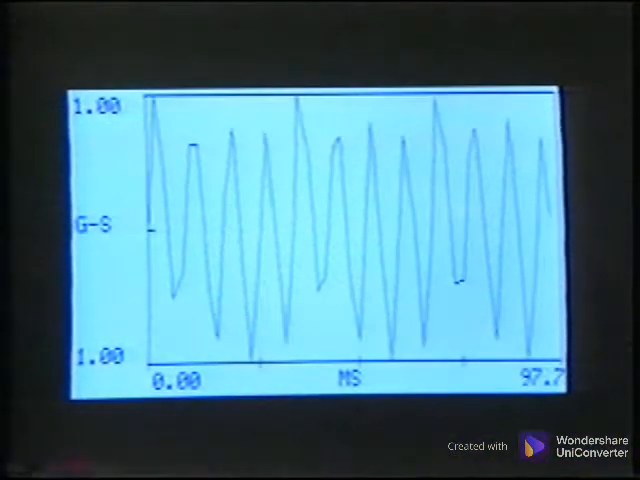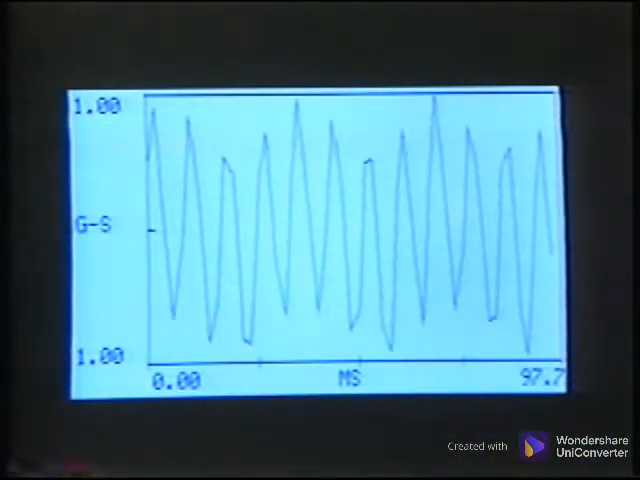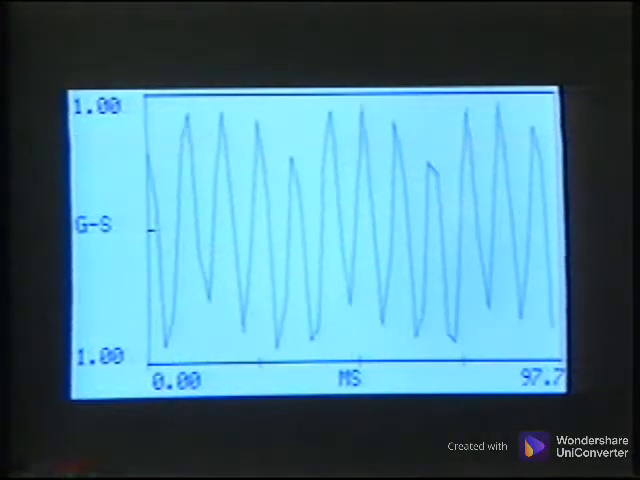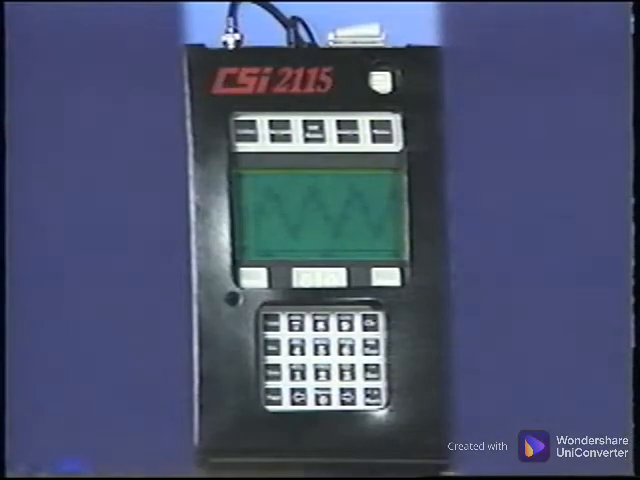Some machines generate a dominant frequency such as this, but most machines generate multiple frequencies. The effect of multiple frequencies can be seen using the single-channel analyzer, a CSI Model 2115 machinery analyzer. We will look at two independent signals, then combine them to demonstrate the effect of multiple waveforms.